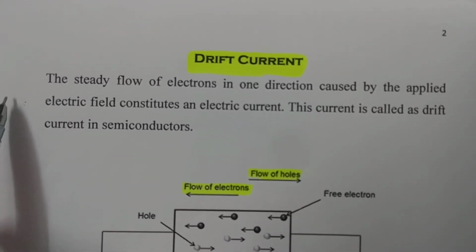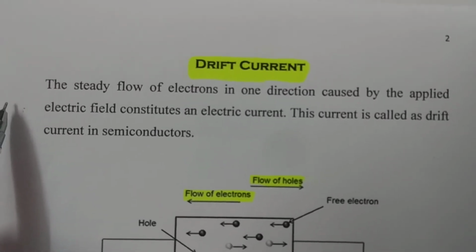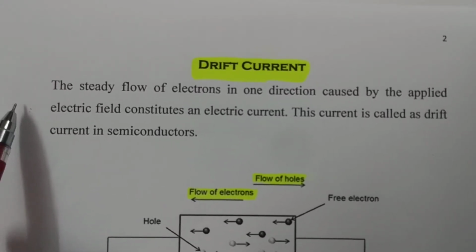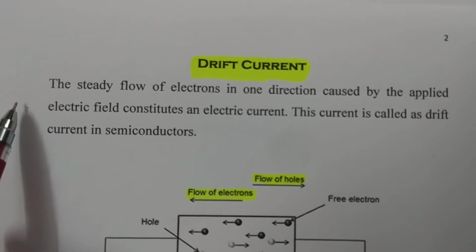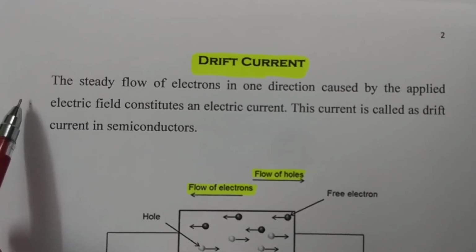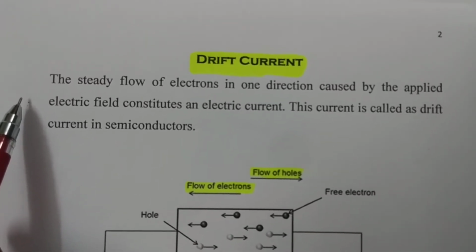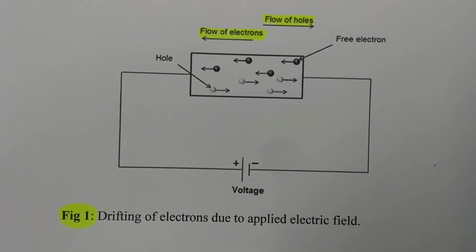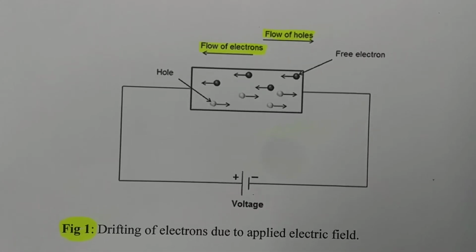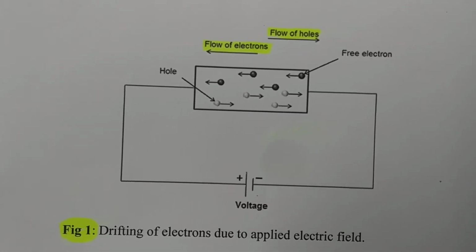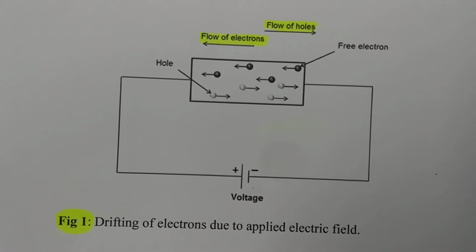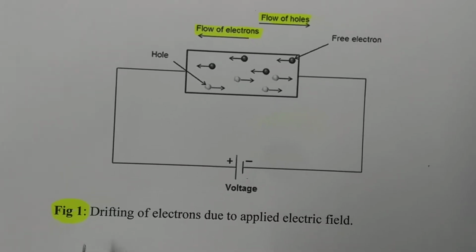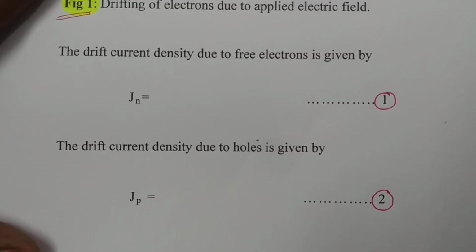Drift current: the steady flow of electrons in one direction caused by the applied electric field constitutes an electric current. This current is called drift current in semiconductors. Drifting of electrons due to applied electric field is shown in figure.